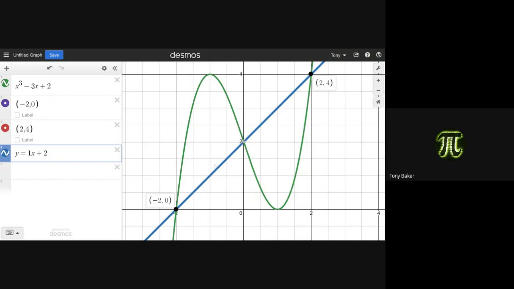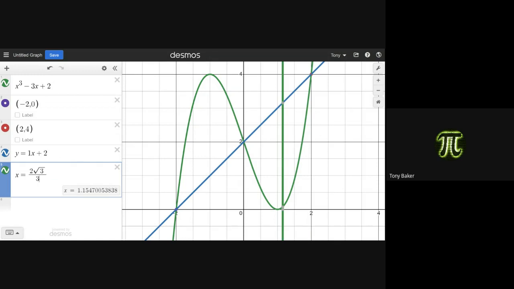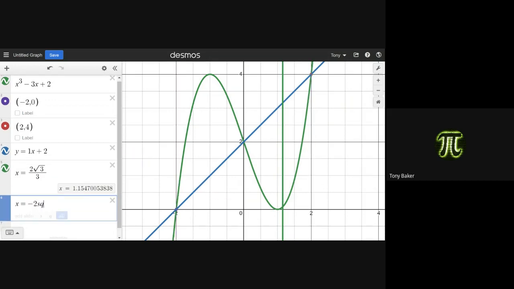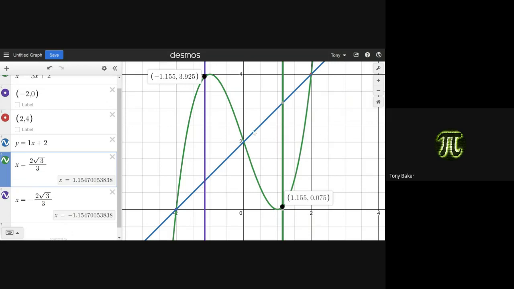So what we found was that between those two points, there are two points at x equals 2 square root of 3 over 3 and x equals negative 2 square root of 3 over 3. So at those two points, the slope is also 1. That's what the mean value theorem is telling me. At those two points, the slope is also the same as that slope.